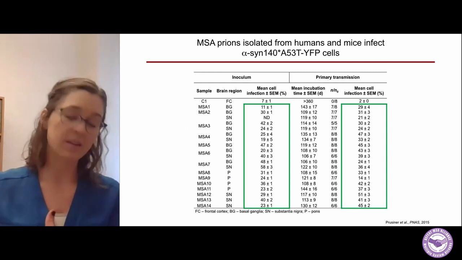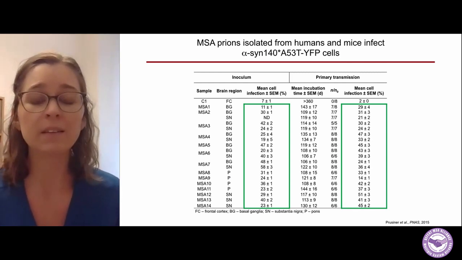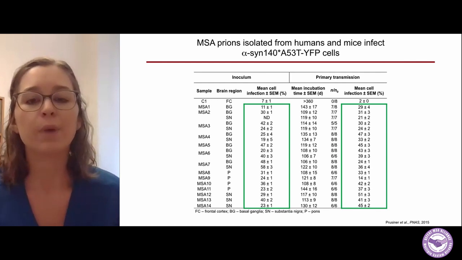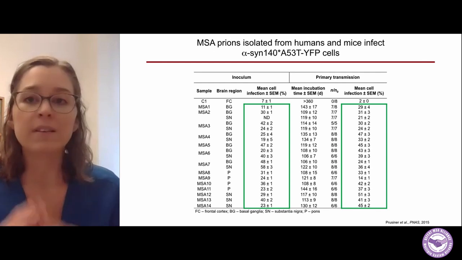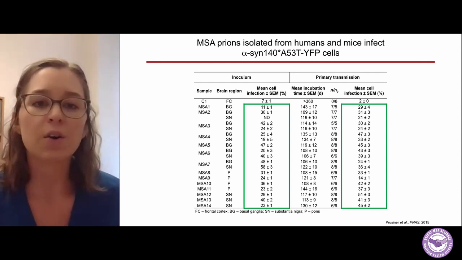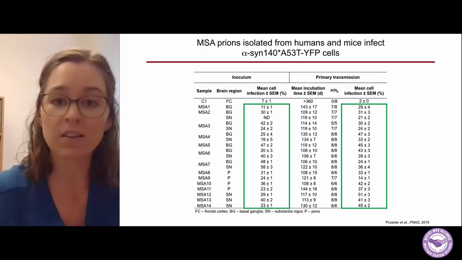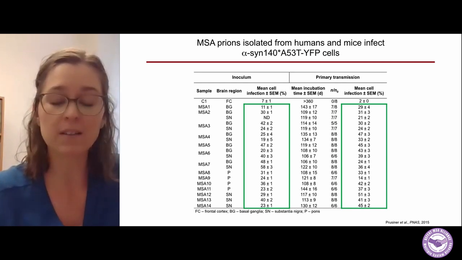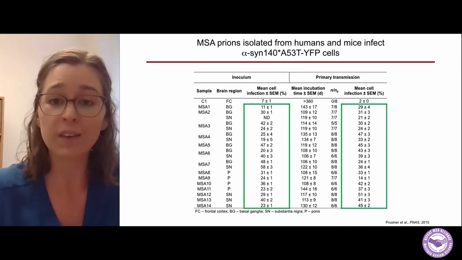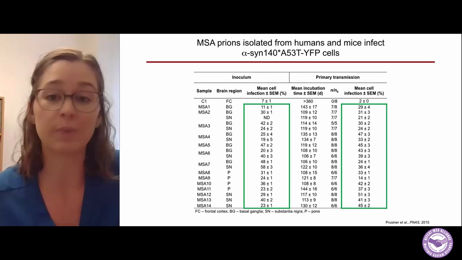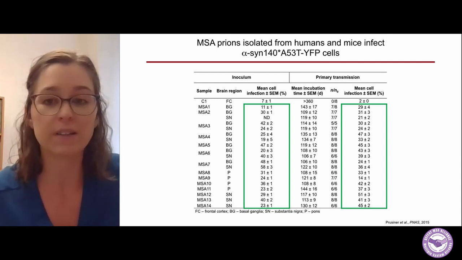The next step in characterizing MSA as a unique strain was expanding this to look at primary transmission and cell infection within the same experimental setup. So after they took the patient sample and tested this on cells, which can be seen in the first green box, there was cellular infection from the MSA sample. Then there was primary transmission into mice. And you can see again, all of the mice got sick at around 120 days.